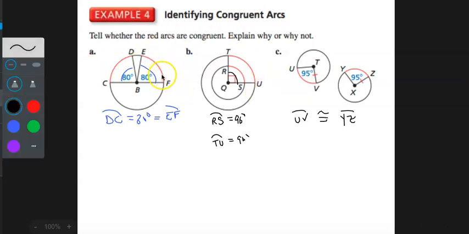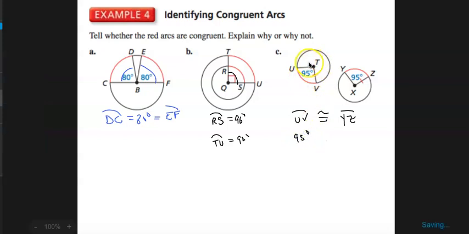Again, the arcs are congruent if the angles that they subtend are equal. If the central angles are equal, then the arcs are congruent. So DC is equal to 80 degrees off the central angle, EF is equal to 80 degrees off the central angle, RS is 90, TU is 90, UV is going to be 95 degrees, right? And YZ, again, is also going to be 95 degrees. Therefore, also congruent.